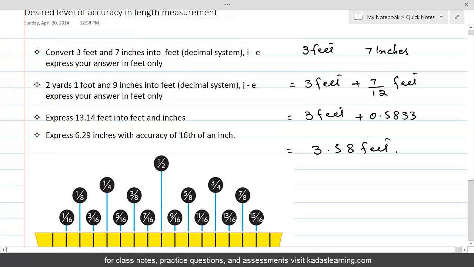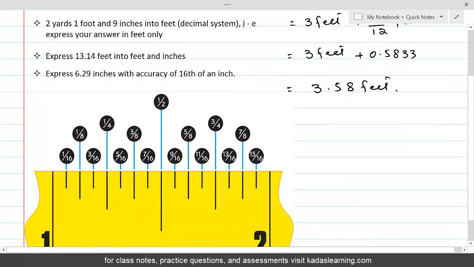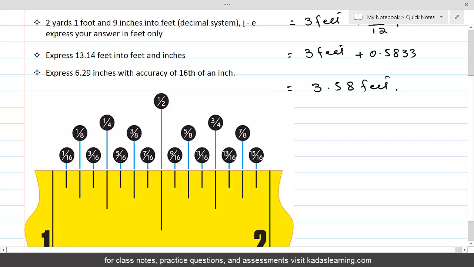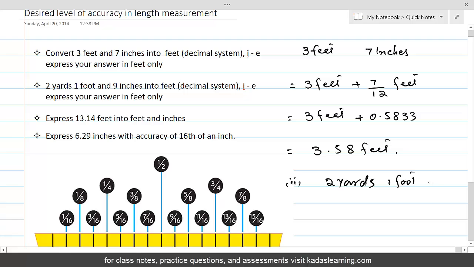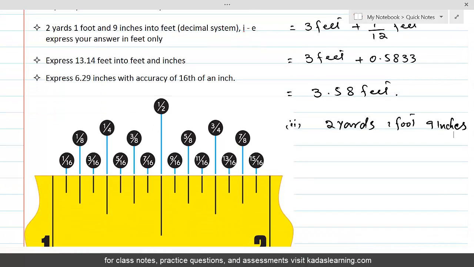In question number 2, we are again given a quantity where 2 yards, 1 foot and 9 inches are to be converted into feet. So let's do question number 2. Now 2 yards, 1 foot and 9 inches. These are to be converted into feet. So we won't touch anything on the middle quantity. That will stay as such because that will be feet again.